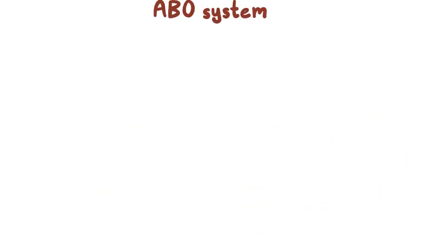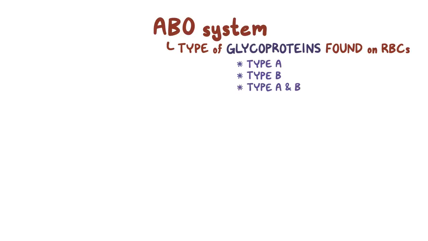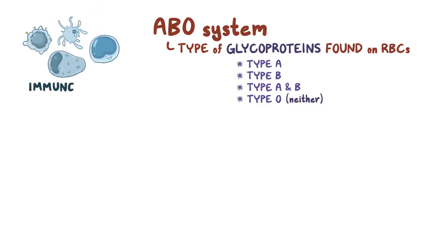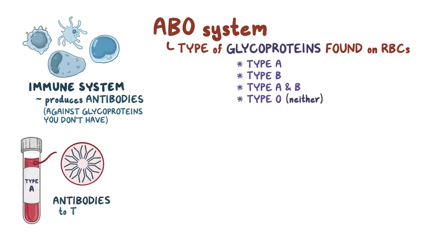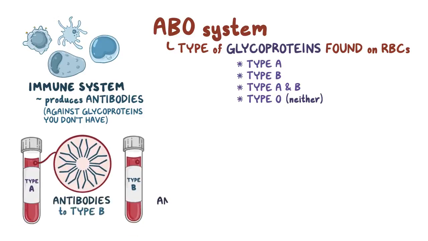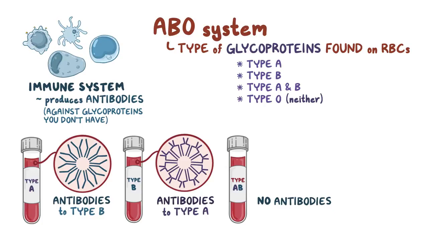Okay, so the ABO system refers to the type of glycoproteins found on a person's red blood cells. You can have either type A, type B, type A and B glycoproteins, or neither, which is called type O blood. The immune system produces antibodies against the glycoproteins that you don't have. People with type A have antibodies to type B blood, and people with type B blood have antibodies to type A. People with blood type AB don't have antibodies to type A or type B blood, so they can receive from any of the blood types.